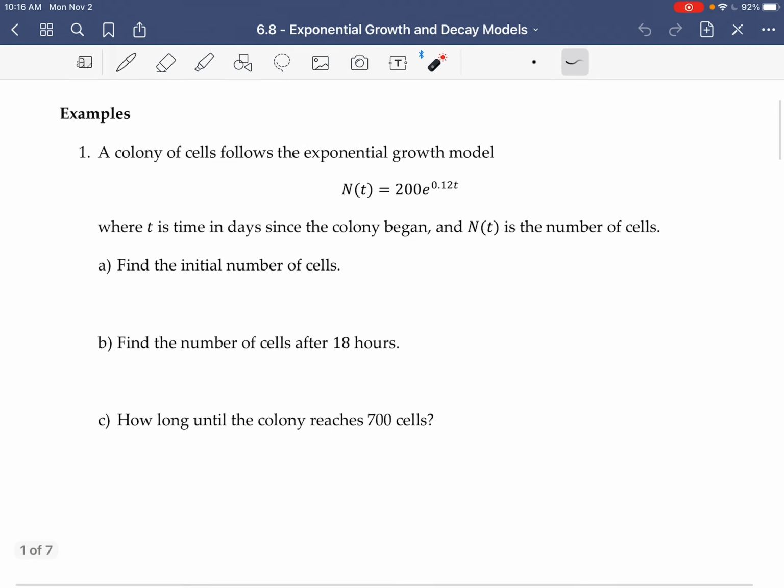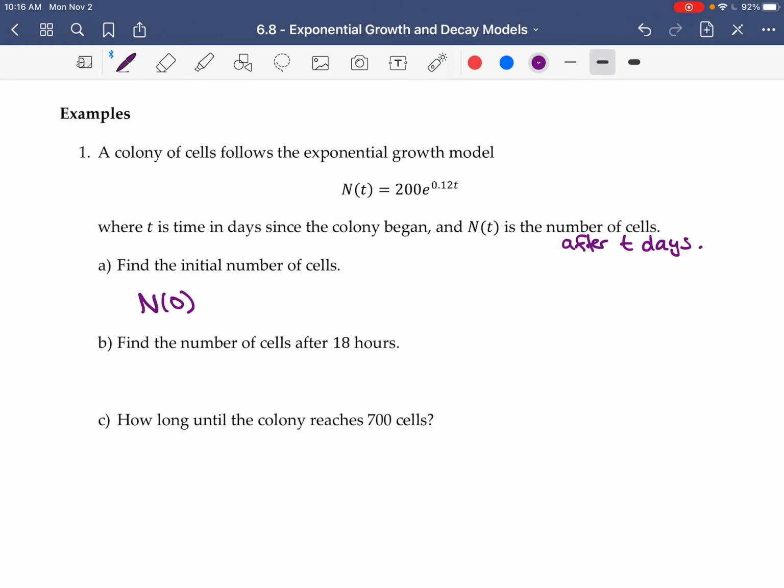Let's do an example to try and get used to this. Suppose a colony of cells follows the exponential growth model N of t is 200 times e to the 0.12 times t, where t is in days since the colony began. So n of t is the total number of cells after t days. If we wanted the initial number of cells, that's going to be n of 0, so t is equal to 0, after 0 days.